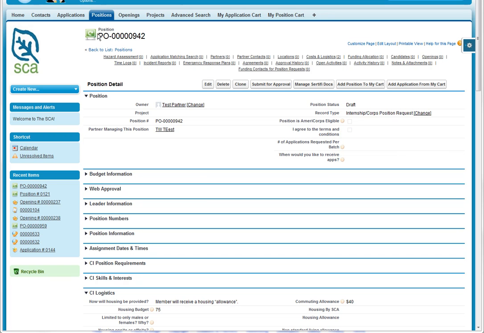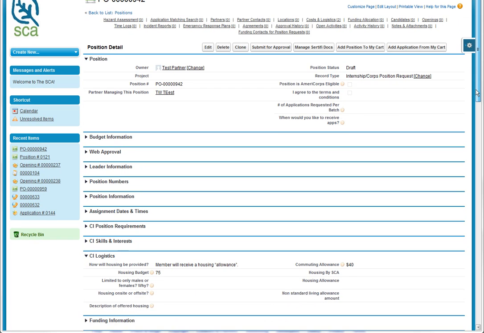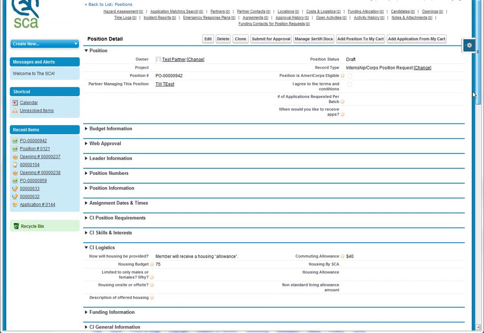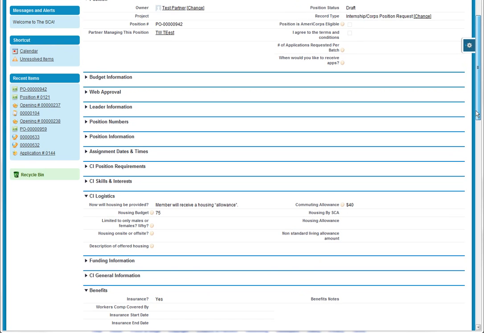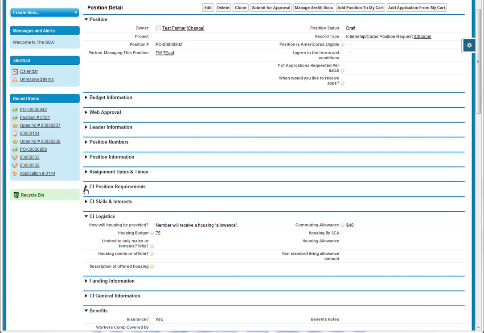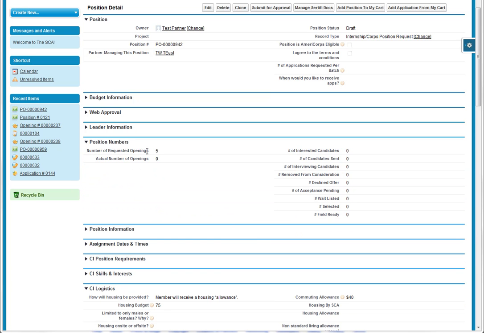So here's a place where we got a position request that's come in. It's come from our person test partner here. Not a whole lot of information we've got, some of the basic logistics stuff. They know they're planning on offering insurance, and in terms of the position numbers, we know they're requesting 5 people, and that's about it. So there's probably a pricing discussion that's going on.